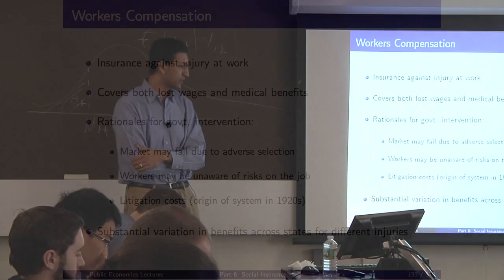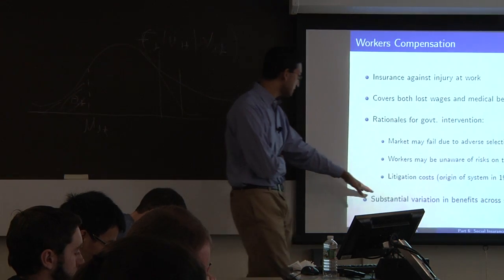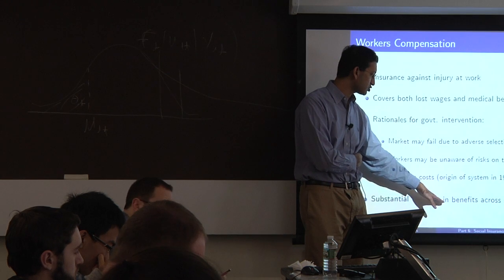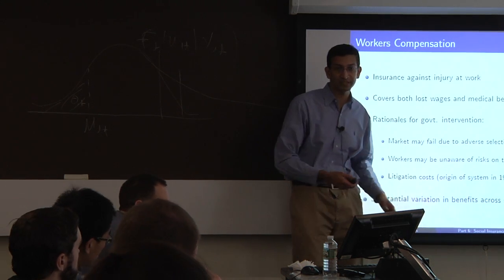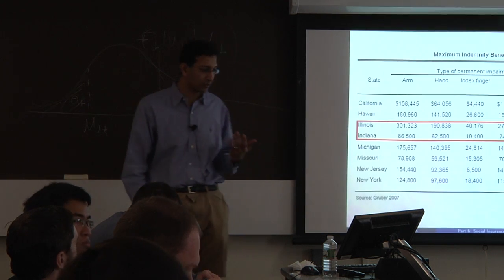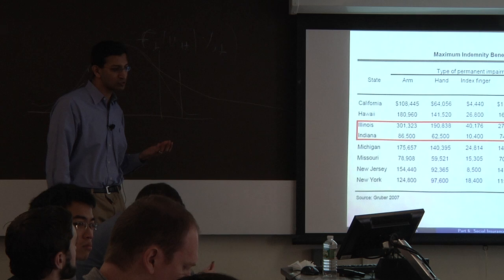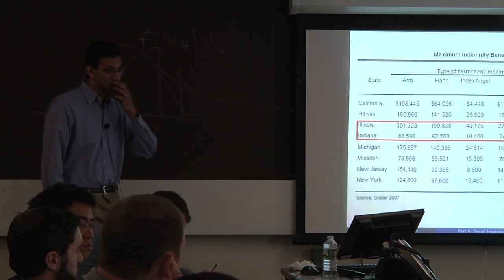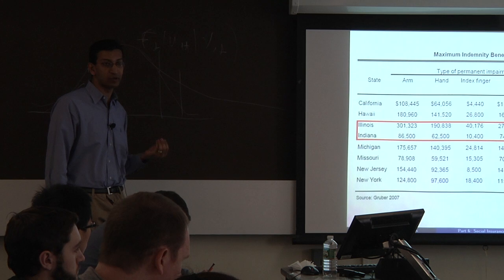And so there's sort of like a transaction cost reason to have a fixed set of benefits rather than go through these lawsuits. And so what you get from that is actually it's a state level program, so there's substantial variation in benefits across states for different types of injuries, and there literally is a specification of what each type of injury gets you in terms of benefits.